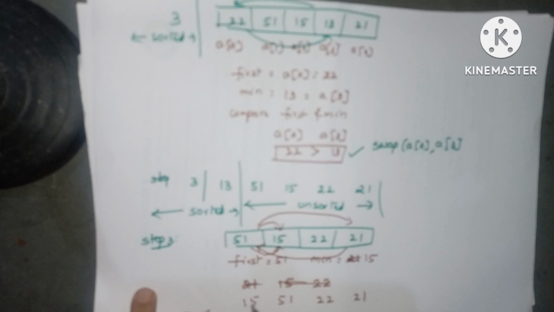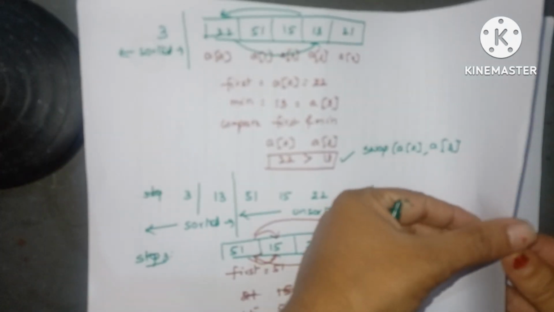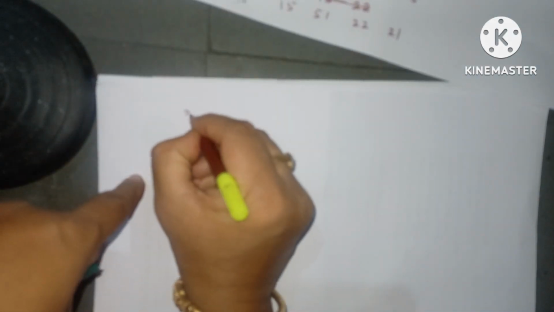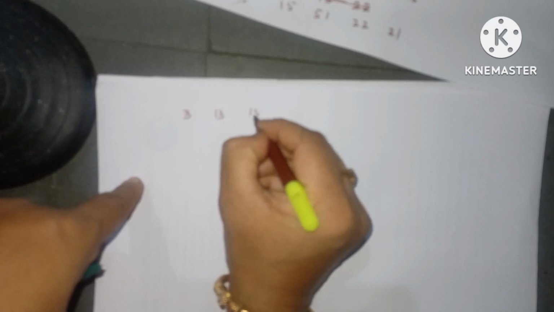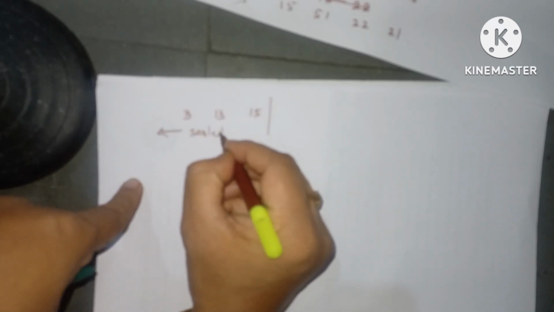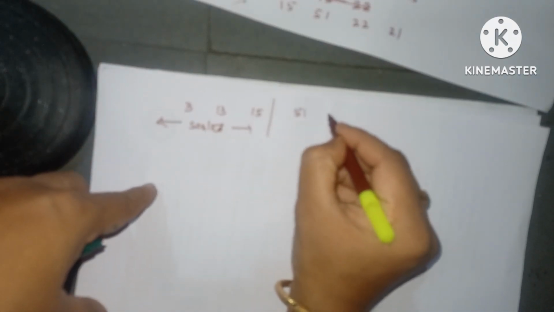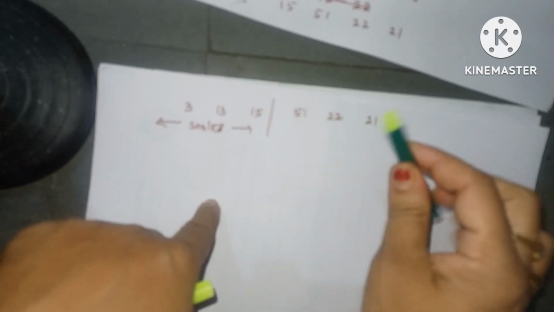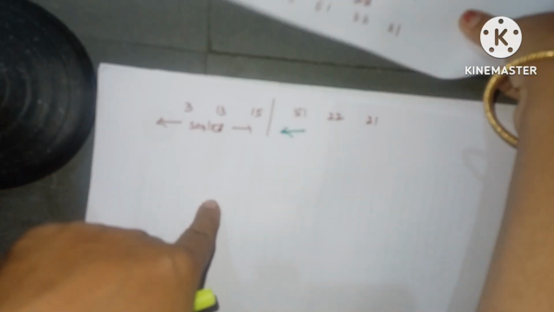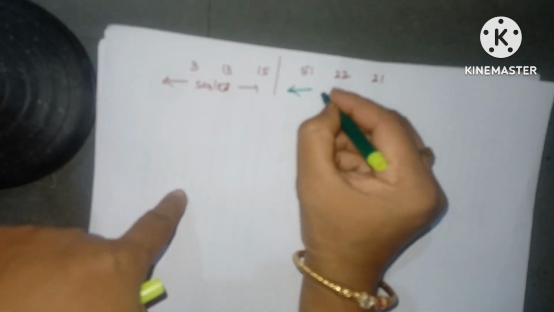So, after step 3 is completed, the sorted elements are 3, 13, 15. These are already in sorted manner. And then 51, 22, 21 are not in order. These are the unsorted elements.